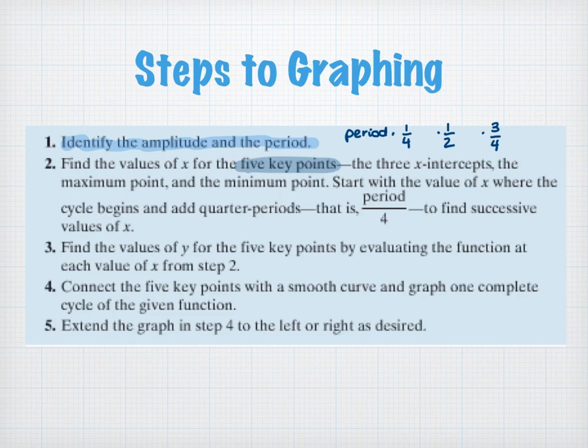So when you line them up, the first key point is 0 without a phase shift, which we'll talk about later. The second one comes from multiplying by a fourth, the third from a half, the fourth from 3/4, and then the last one is the period. So all together, you should have 5 key points on your axis. Then you're going to start at 0. You're going to go up your amplitude, down, down, back up again.